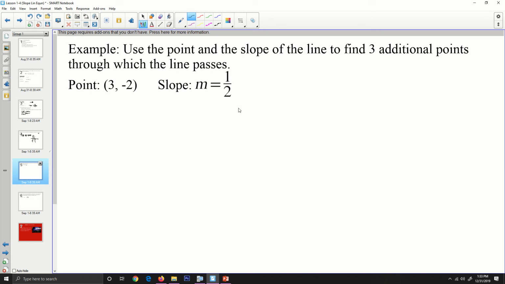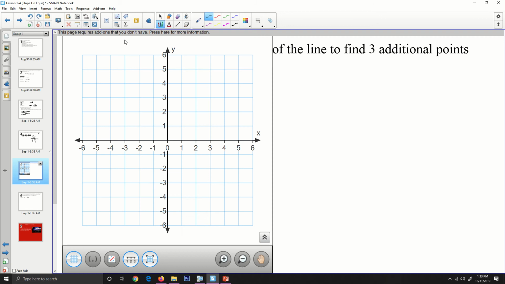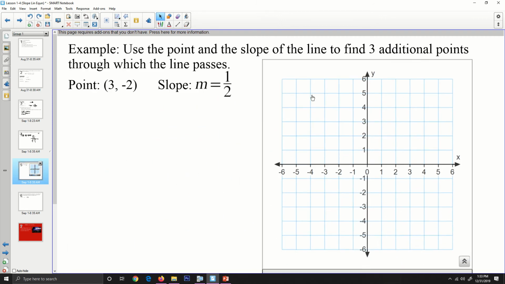All right, so if I start with a graph, and I'm going to use an actual graph this time, maybe it'll be a little bit nicer to look at, I want to find 3 additional points. So (3, negative 2) is right there. And this thing has a slope of 1/2. And remember, this is the rise over the run. So it's going to rise 1 and it's going to run 2. So 1 additional point would be (5, negative 1).